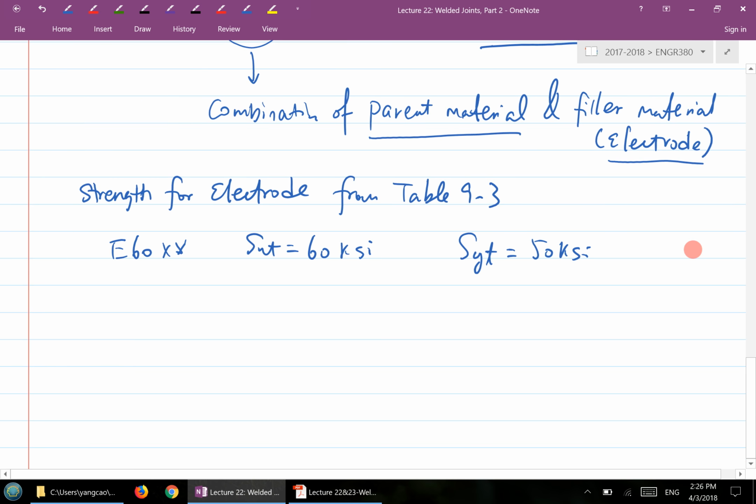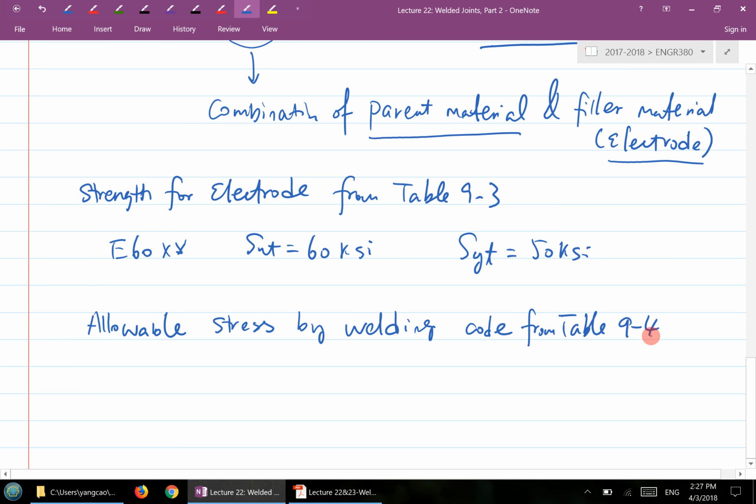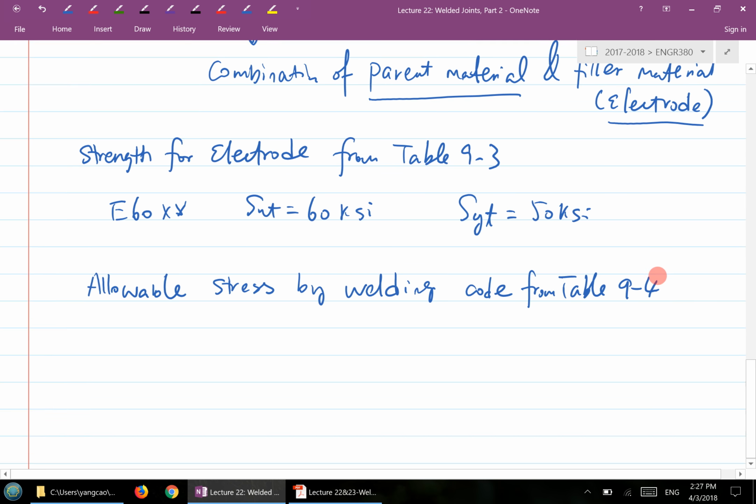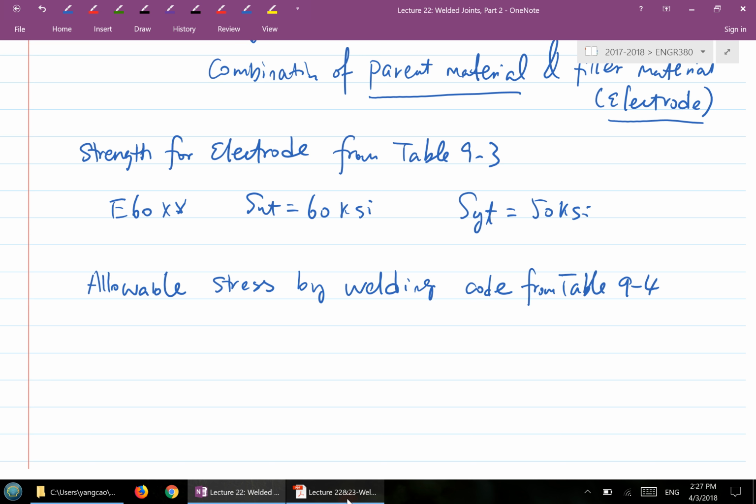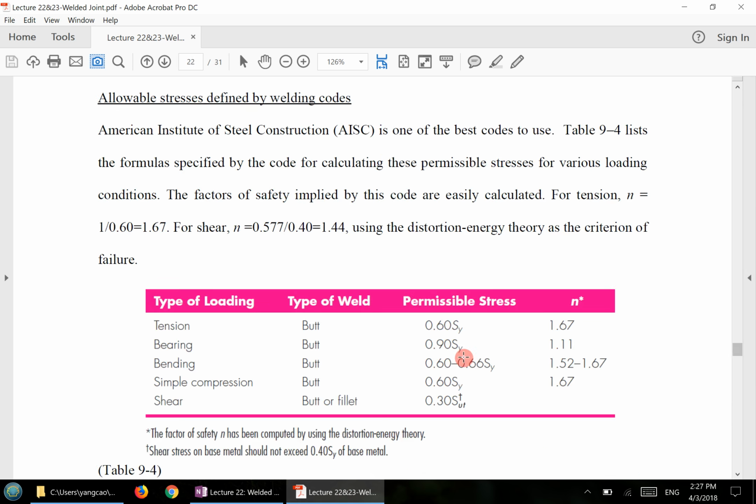And then the next one here is we use a so-called welding code defined by the American Welding Society. So we have this so-called allowable stress by a weld code, the welding code. And this welding code is from table 9-4. So let's take a look at this welding code, and then I'll explain how you can interpret it. This is table 9-4.